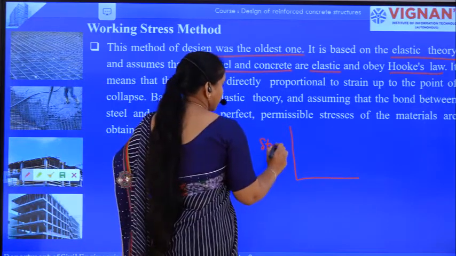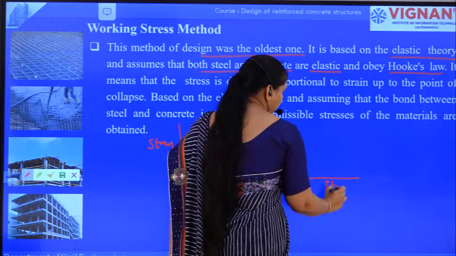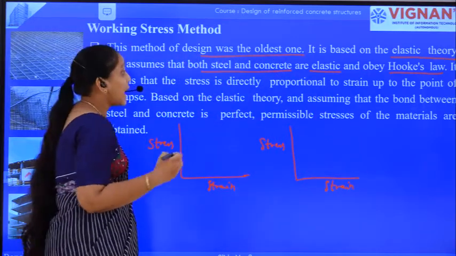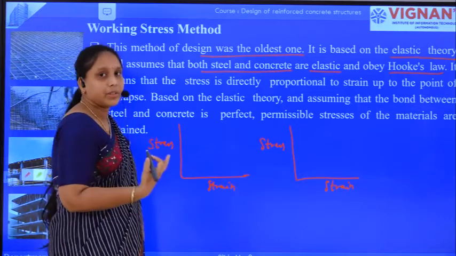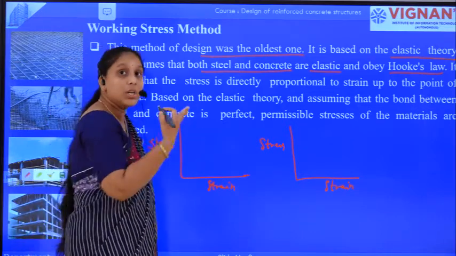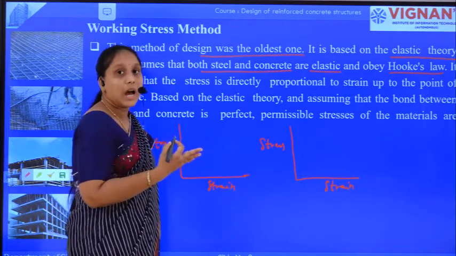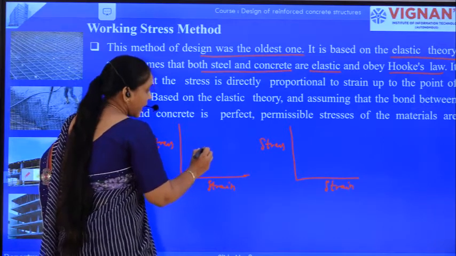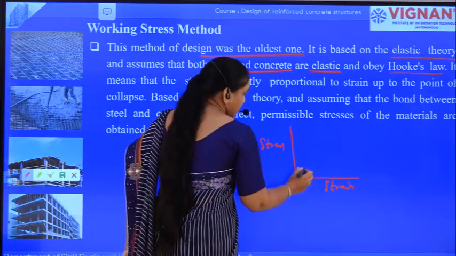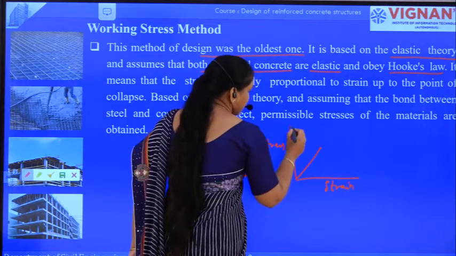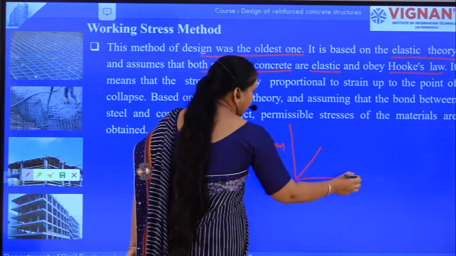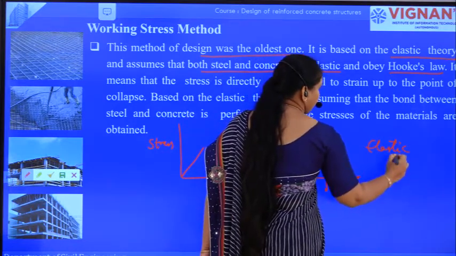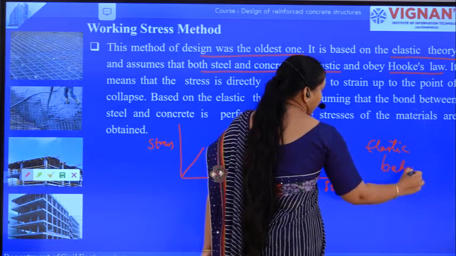So here will be the stress, and here we are going to have the strain. In this particular working stress method, they have made some assumptions, the assumptions being that both the concrete and steel are elastic. That is, the concrete and steel have elastic behavior.